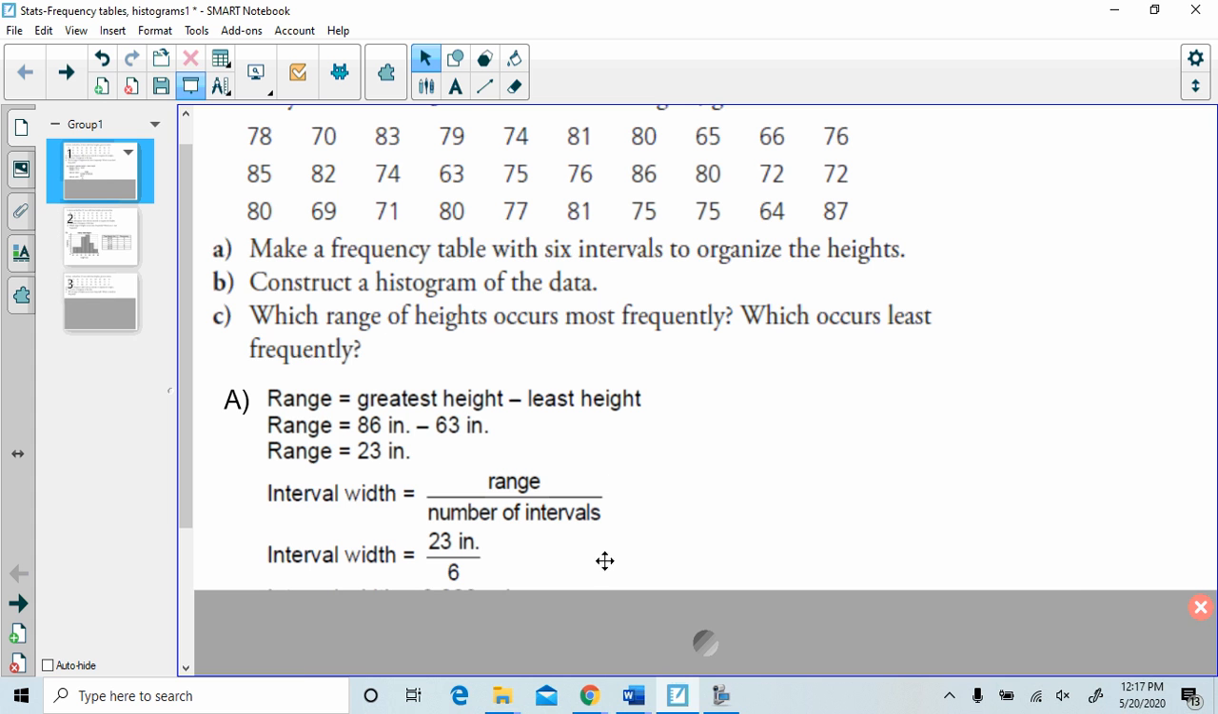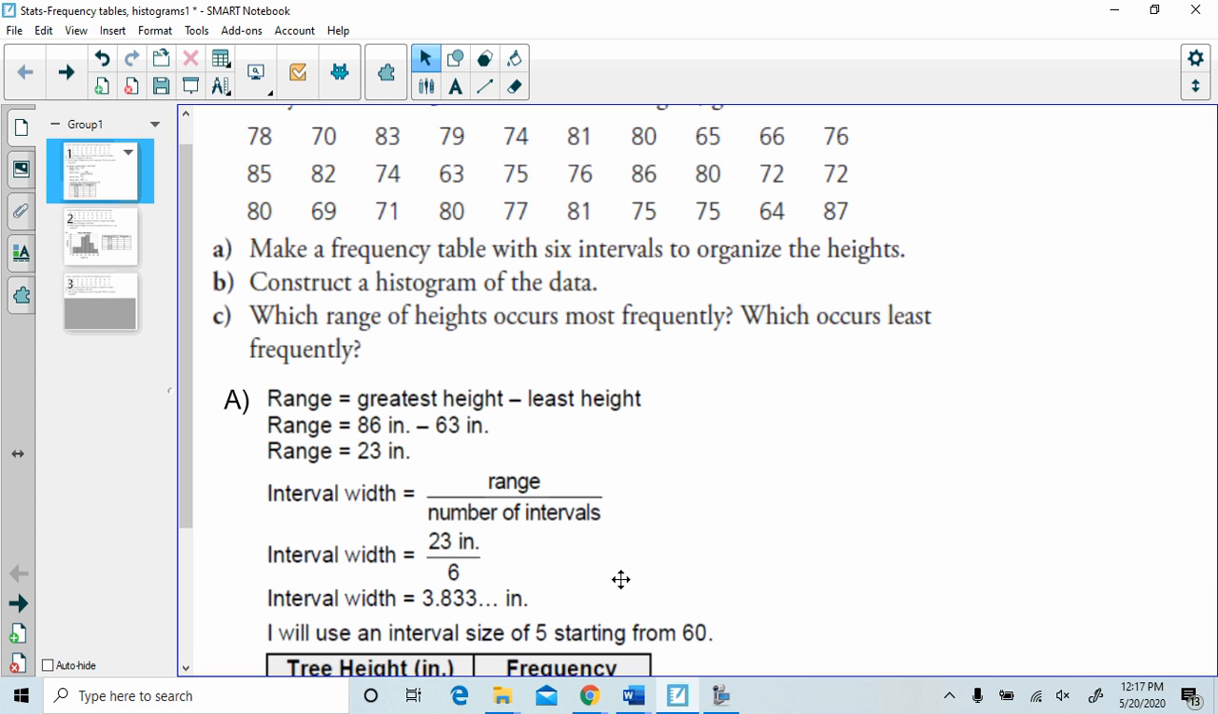That means each interval will have an interval size of 3.83, etc. But we don't want to use a decimal for this, so we're going to round it to 5. So an interval size of 5. And we're going to start from 60, 60 being just below our minimum value of 63, so at least we include that value.